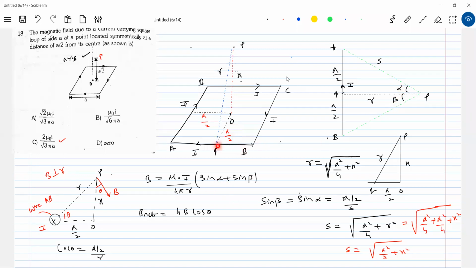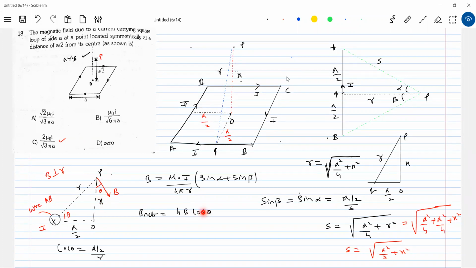Then again, you look at the triangle QOP. You stand here, and the current will be into the plane, no? Into the plane, and the field produced by this at this particular point P. So we can take an approximate rough diagram, like this is one triangle. Due to all four sides, the field will make some angle theta with the vertical. So horizontal components will cancel out. Only vertical components will get added up.